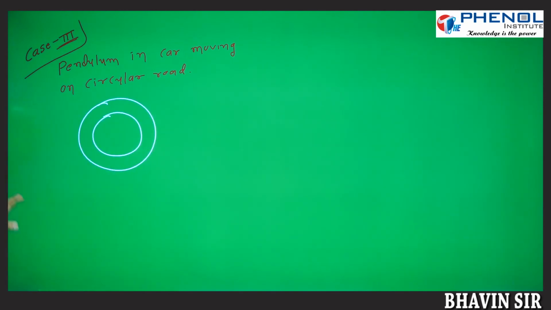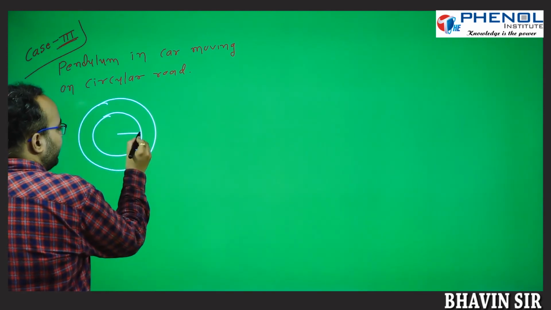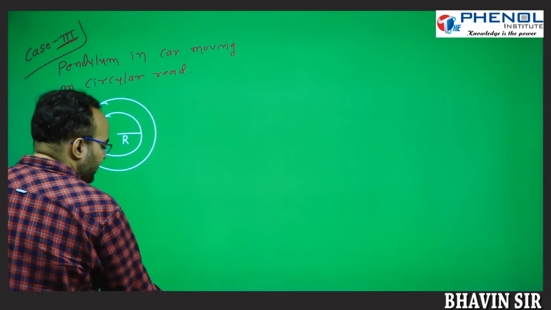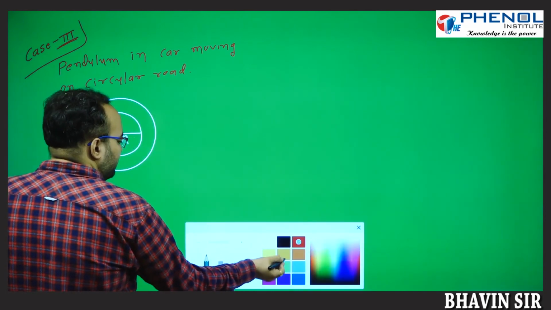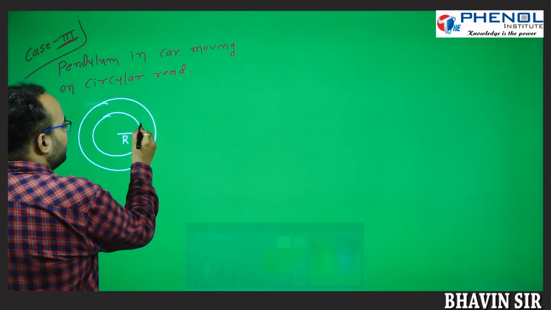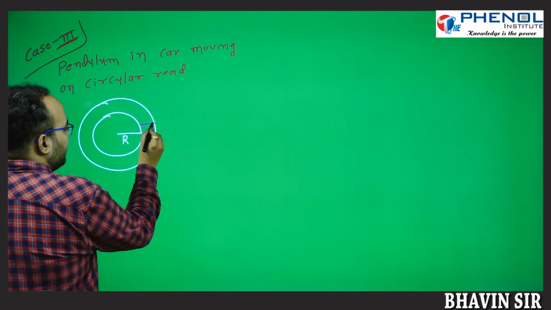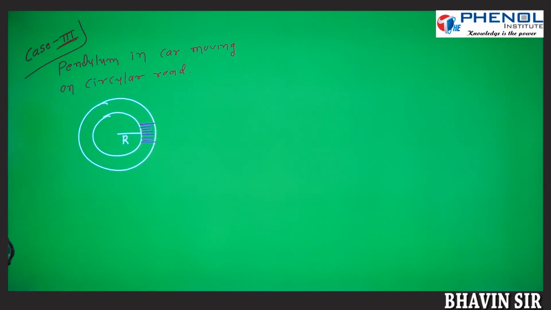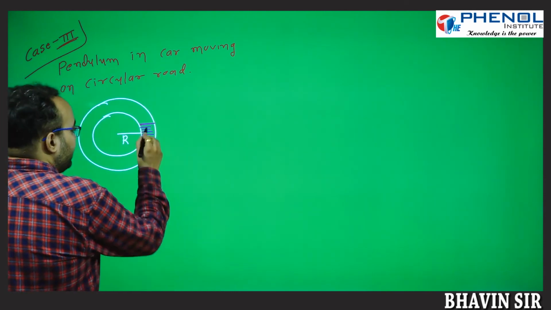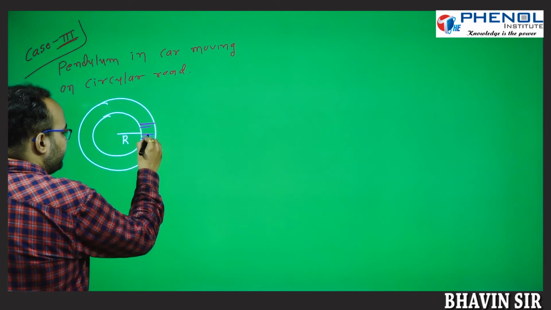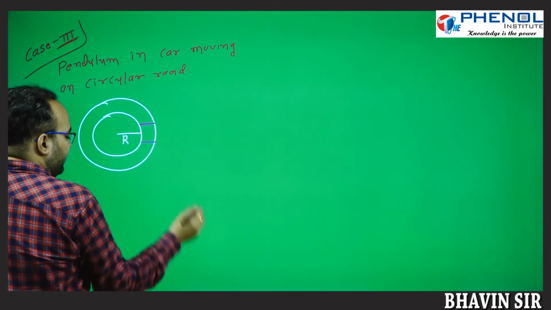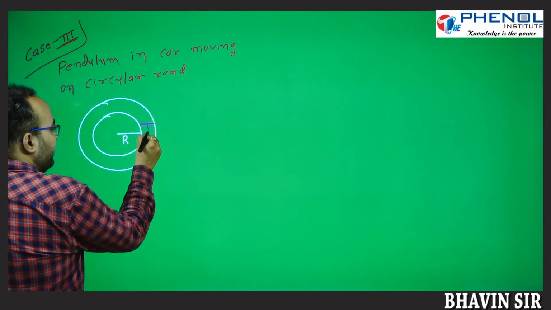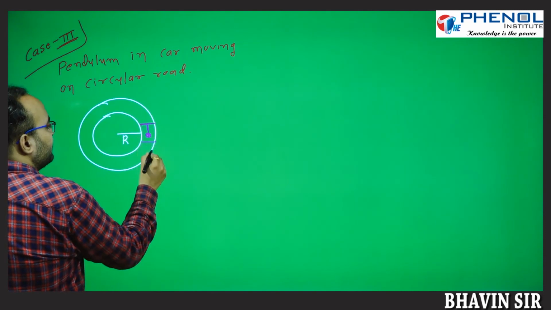Chalo, suppose this is the car, this is the circular road. What is the radius of the circular road? R. Now on this road this car is moving. Okay students, so see, in this car this pendulum is attached.